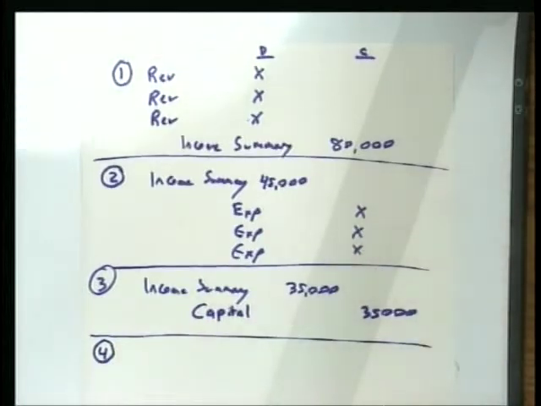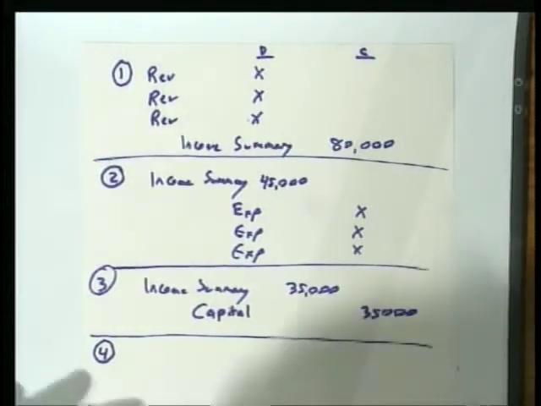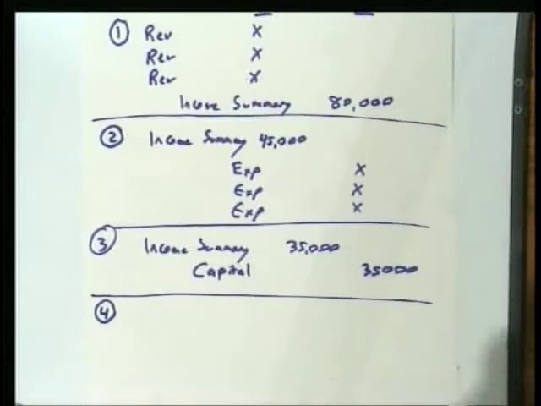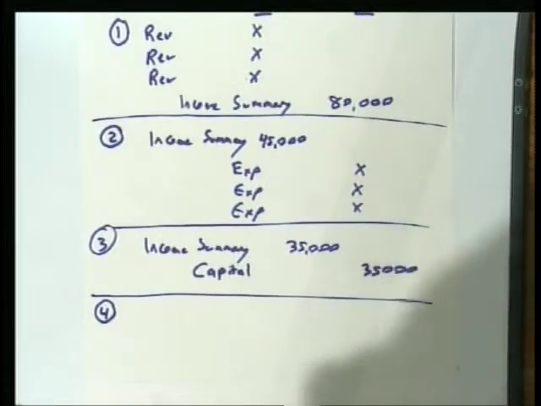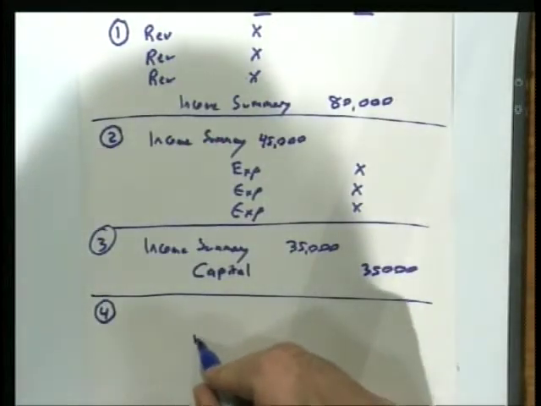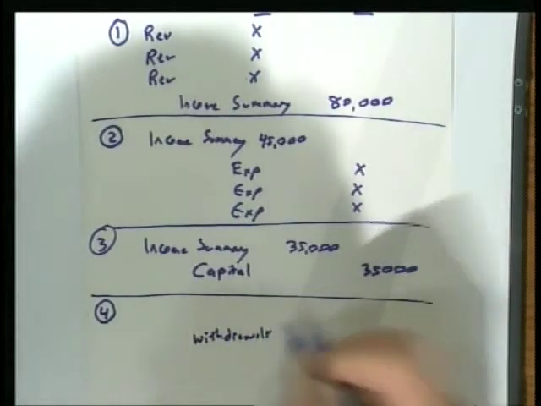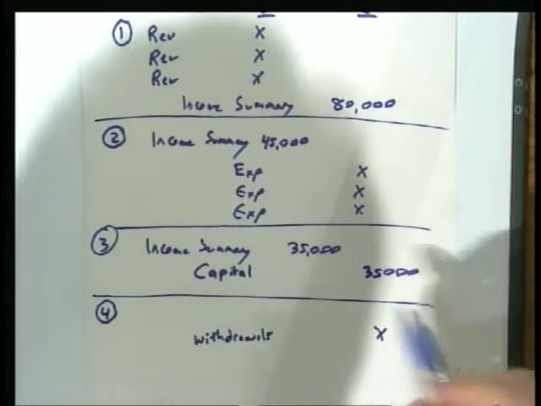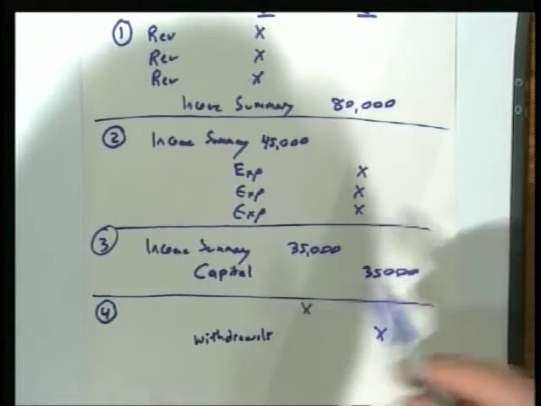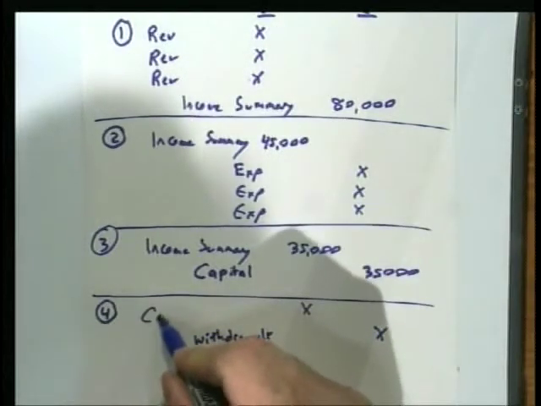The fourth closing entry is to close the withdrawals to the capital account. Now, is withdrawals a debit or a credit balance account? It's a debit. So if I want to zero it out, what do I have to do? I have to credit it. So I will credit it, and it's for whatever amount. And then what do I debit? It's not income summary, but it's capital.